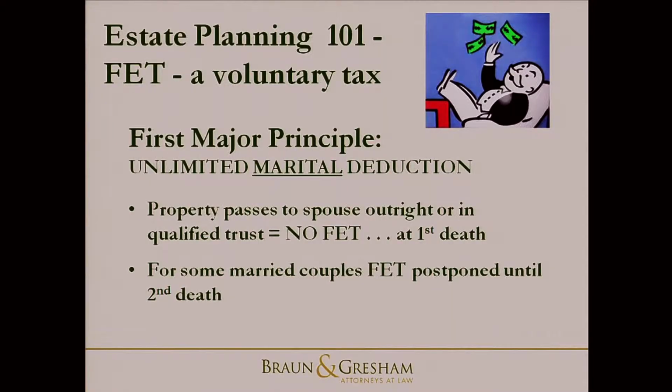So the first major principle is that between spouses, you can transfer an unlimited amount, either at death or while you're alive, and there's no tax liability, no penalty. Spouses have this right. And so people often think that, well, I don't really need to do anything to avoid this tax because there won't be any tax. Well, there won't be at the first death, okay?